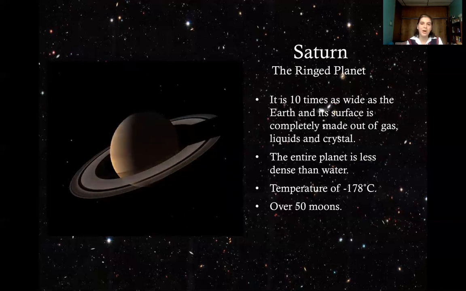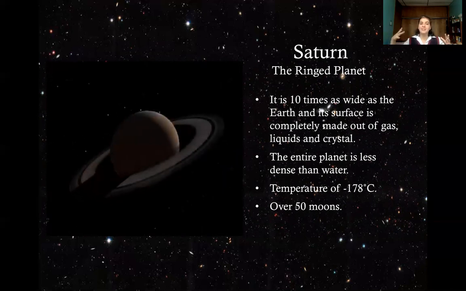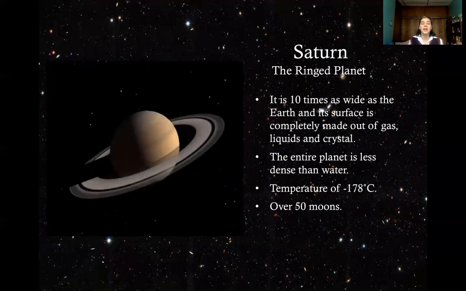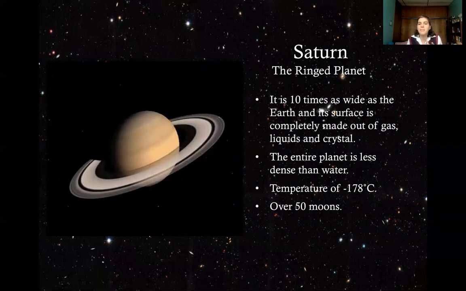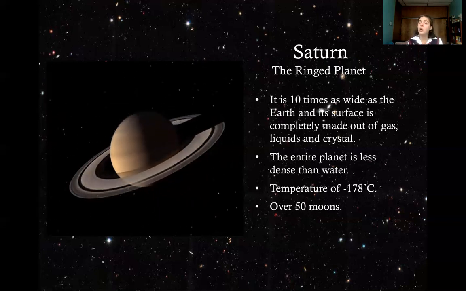It is 10 times as wide as the Earth, and its surface is completely made out of gas, liquids, and crystals. The entire planet is less dense than water. That means that if we had an ocean big enough to hold Saturn, we could place it on the surface of the water and it would not sink, because it's made entirely out of gas. It has a temperature of minus 178 degrees and it holds over 50 moons, which I do not know the names of.